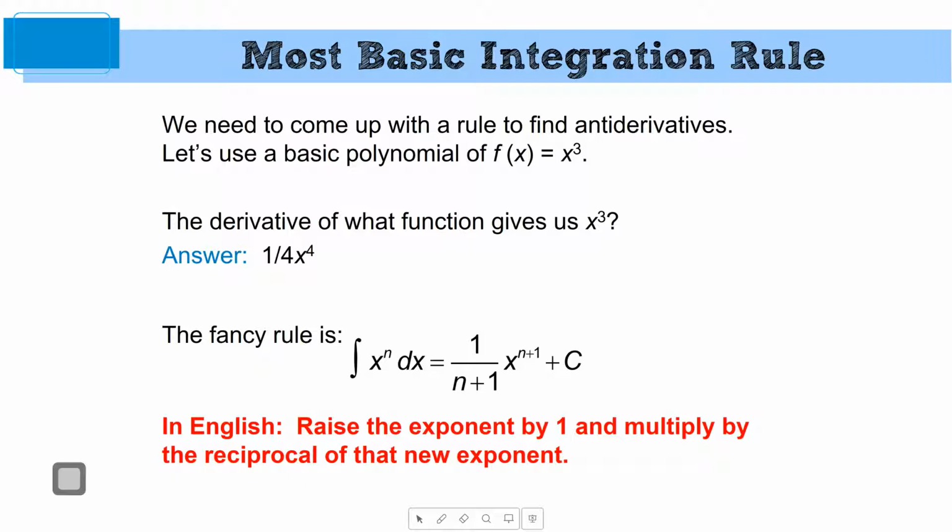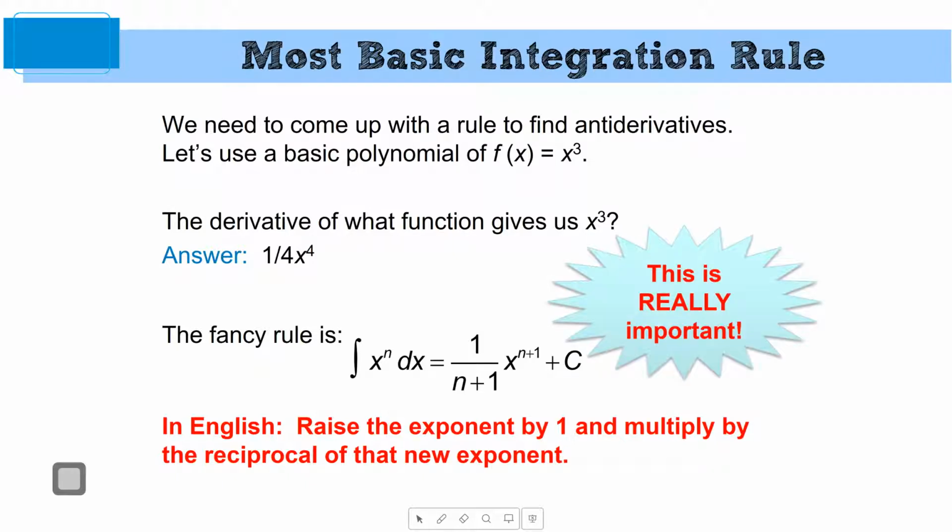This is really important. It's the basis of antiderivatives. It's so important, in fact, I made it flash. If you missed it, that's how important it is. Flash 3 times, and that's about as many times as I can make it flash.